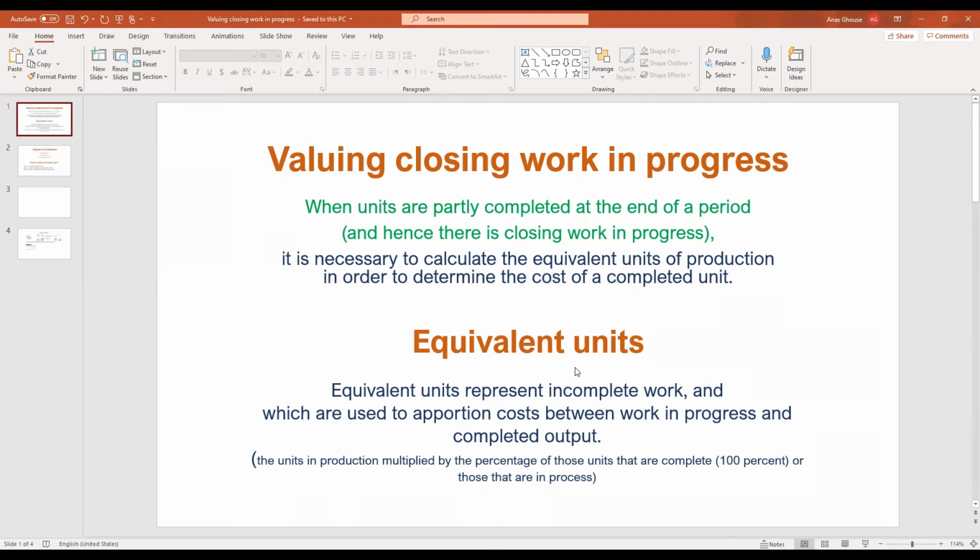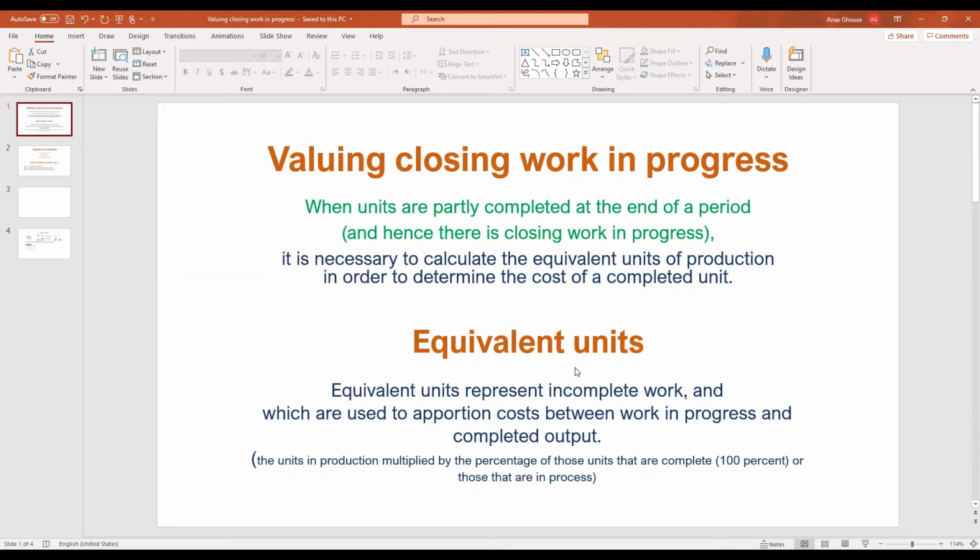In this video, I'll be discussing how to value closing work in progress in process costing. Basically, when units are partly completed at the end of a period, there will be some closing work in progress. So how do you value this closing work in progress?